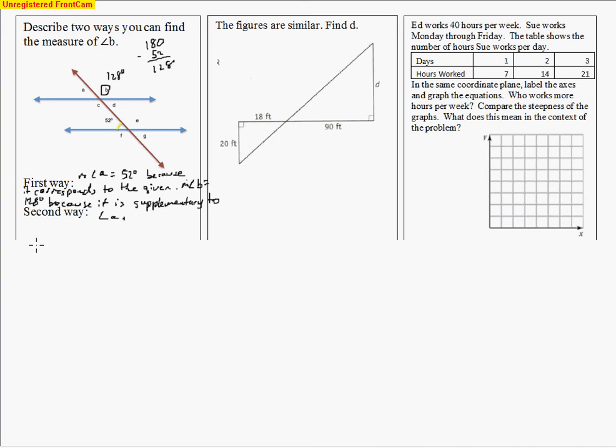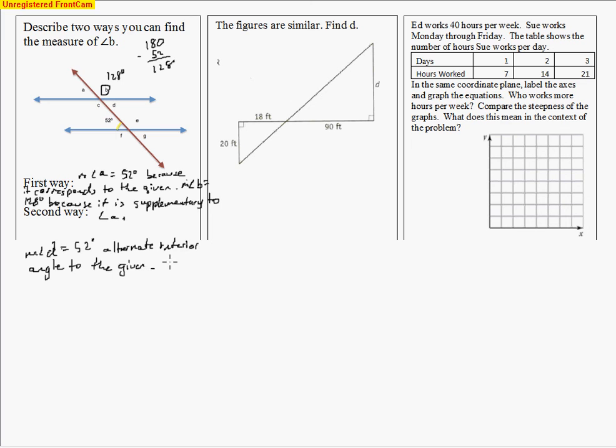We could say the measure of angle D is also equal to 52 degrees. And the reason is that it is alternate interior angle to the given. So now we have this angle, angle D. So 52 and D are alternate interior, alternate sides of the transversal inside the two parallel lines.